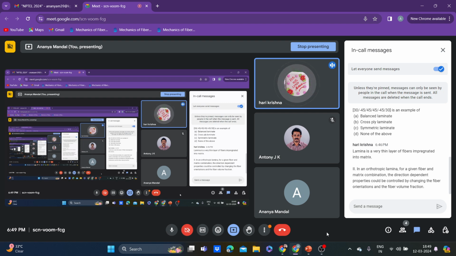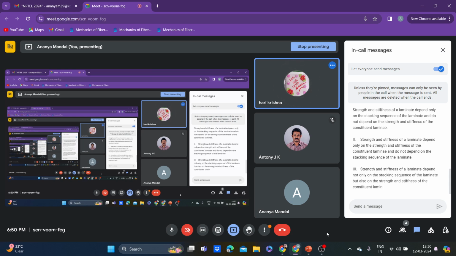Ma'am, one more statement is there. Shall I post it? You can post. The first one: in terms of strength and stiffness, the laminate depends only on the stacking sequence of the laminate and does not depend upon the strength and stiffness of the constituent lamina.